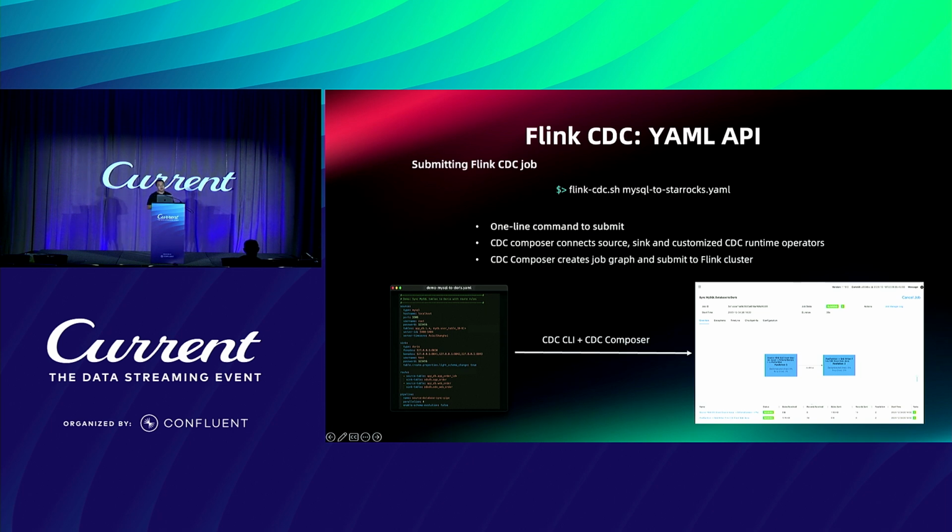So for submitting a Flink CDC job, users can build a CDC pipeline by executing only one simple line of shell command. The CDC composer will connect the source, sink and other optional CDC runtime operators, create a Flink job graph, and then submit the job graph to the Flink cluster.